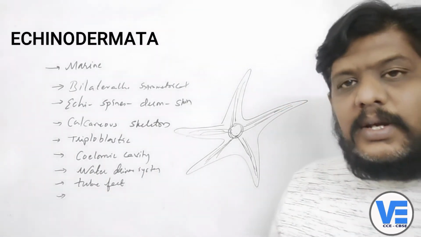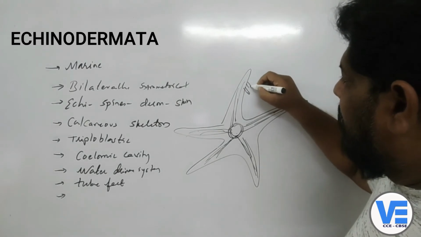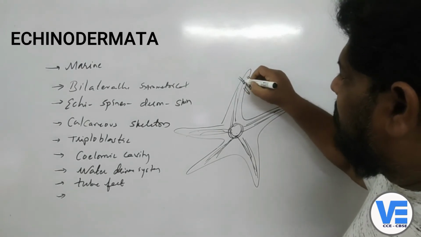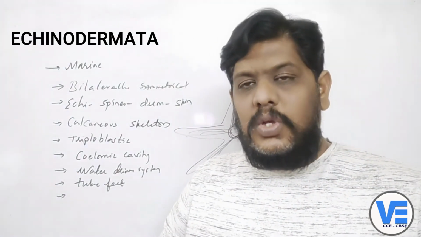And they will have the tube feet, in the sense, if you see this particular thing here, okay, they'll have some tube-like structures like this, with which they can move. So that is how they usually move.